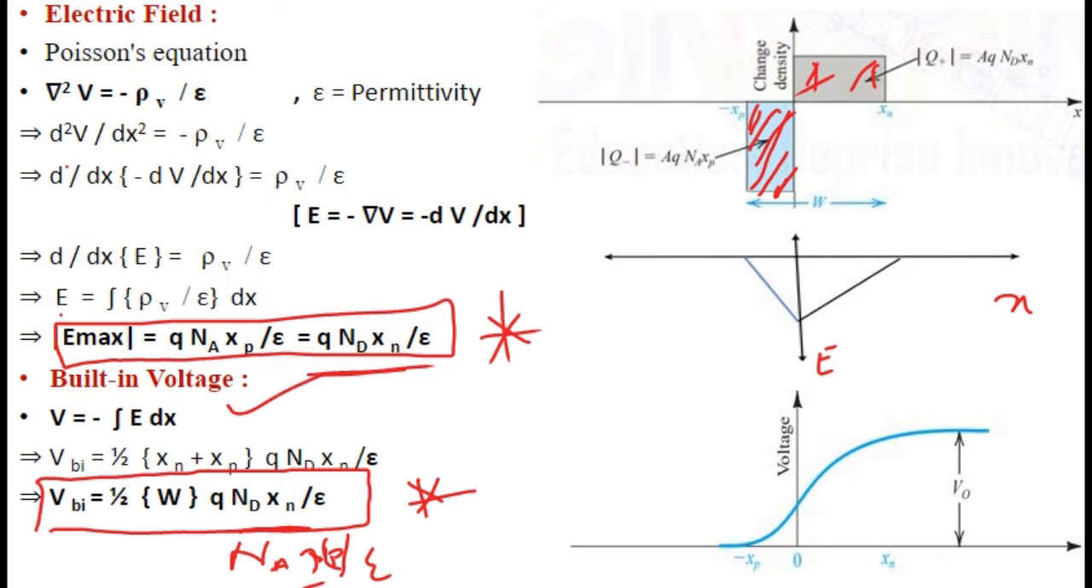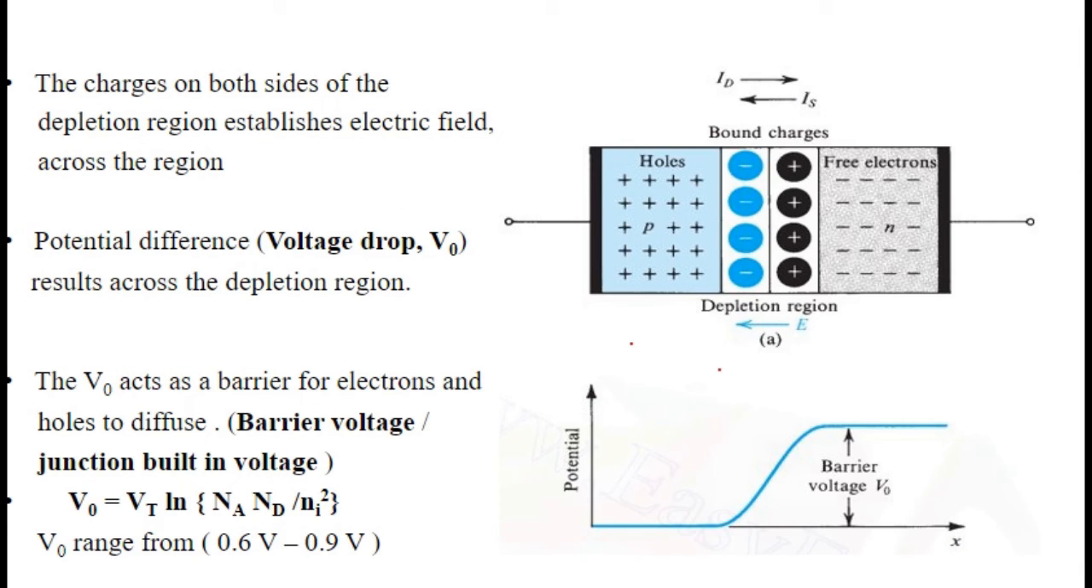Another equation for the built-in voltage is this, that is V0. Built-in voltage is also called the barrier voltage. So V0 is equal to Vt, that is the thermal voltage, times ln of Na Nd divided by Ni square. What is Na? Na is the acceptor concentration, Nd is the donor concentration, and Ni is the intrinsic concentration, and its value will range from 0.6 volts to 0.9 volts.